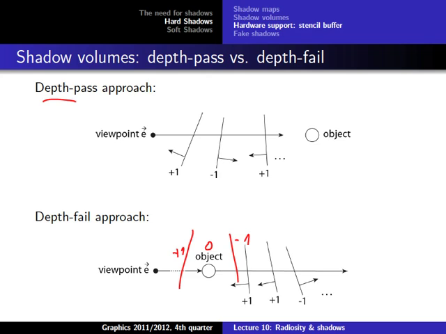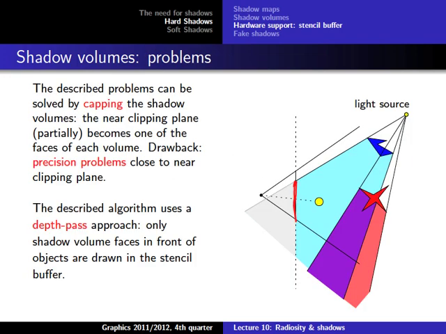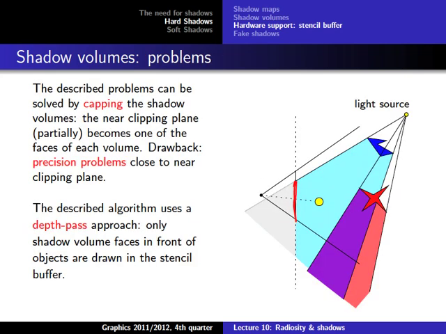So that answers your question. But the other problem still remains, because with this approach we don't have the problem with the near clipping plane, but of course we have the problem with the far clipping plane. So if this is our far clipping plane, it cuts off this end of the shadow volume. So we still need to do this special treatment, but at least by switching from a depth pass to a depth fail approach, we have solved this other problem that you were mentioning.